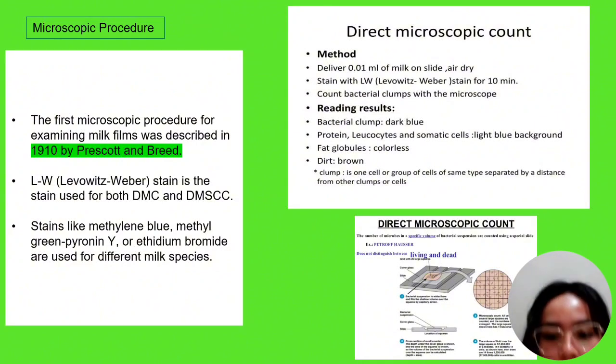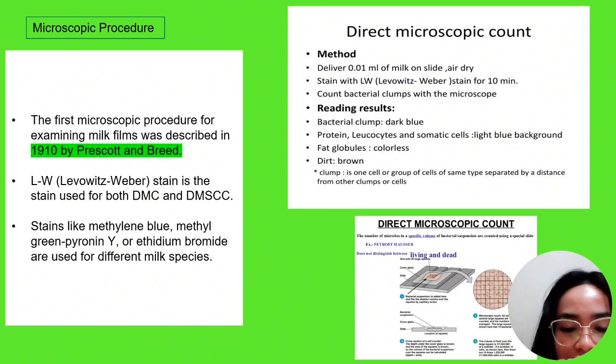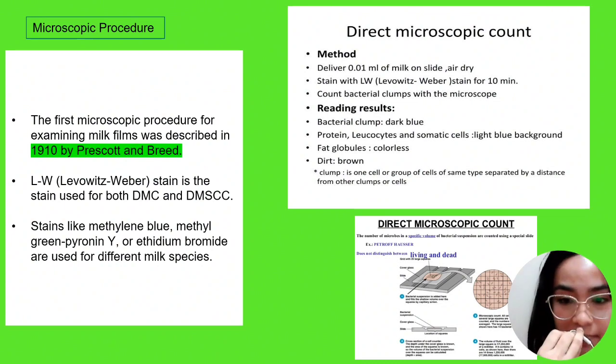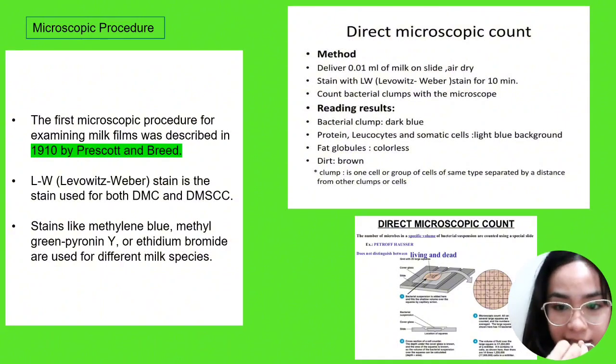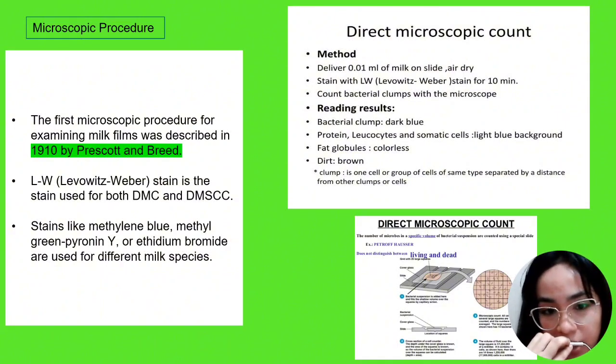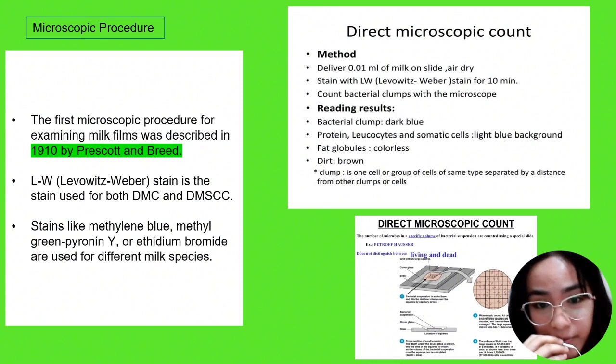Okay, so the microscopic procedure for examining milk films was first described in 1910 by Prescott and Reed. It involves using stains to visualize microorganisms and somatic cells in milk samples. The Leibowitz-Weber stain is commonly used for both direct microscopic count, or DMC, and direct microscopic somatic cell count, or DMSCC. Other stains such as methylene blue, methyl green pyronin, or ethidium bromide may be used for different milk species.